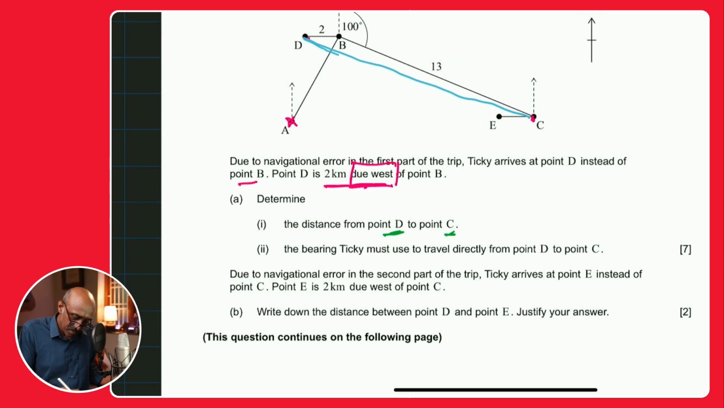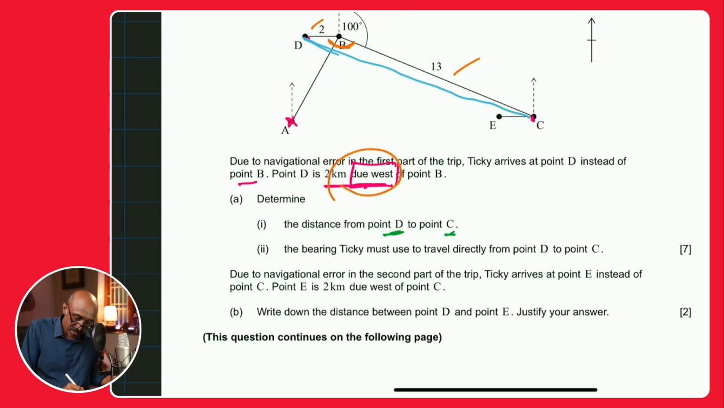So what do we need here? We are given DB. We are given BC. We want to find out DC, and what can we use? We can use the cosine rule, but we need this particular angle inside. We need this particular angle inside. So how do we make use of that concept, due west?